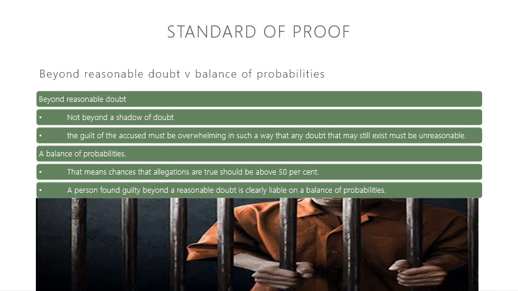A person can never be 100% sure, but we want to achieve the 99% or the 98% in order to accuse someone. Now, the guilt of the accused must be overwhelming in such a way that any doubt that may still exist must be unreasonable. That is a perfect way to sum up the standard of proof.